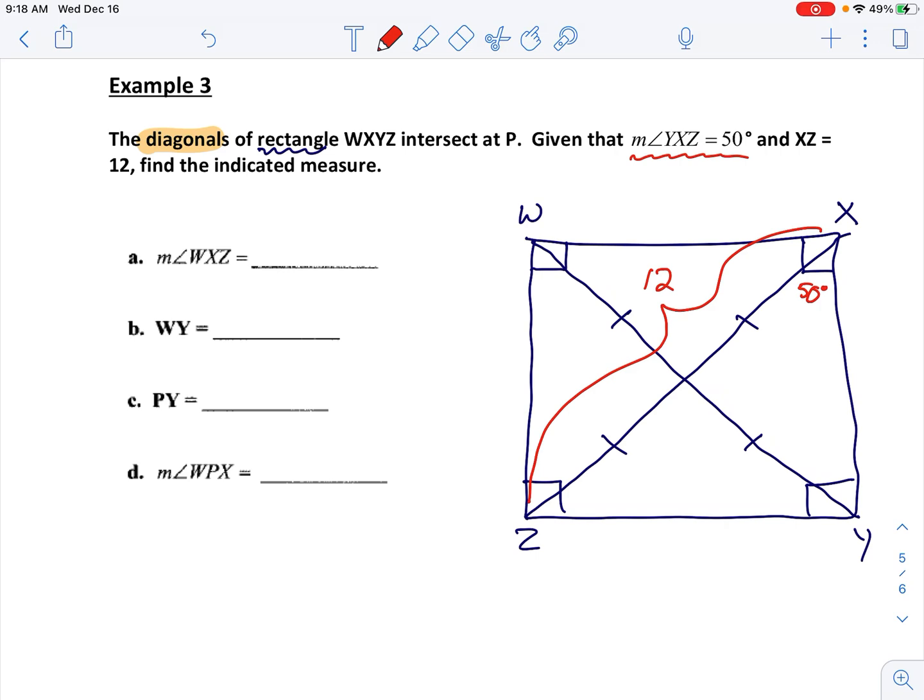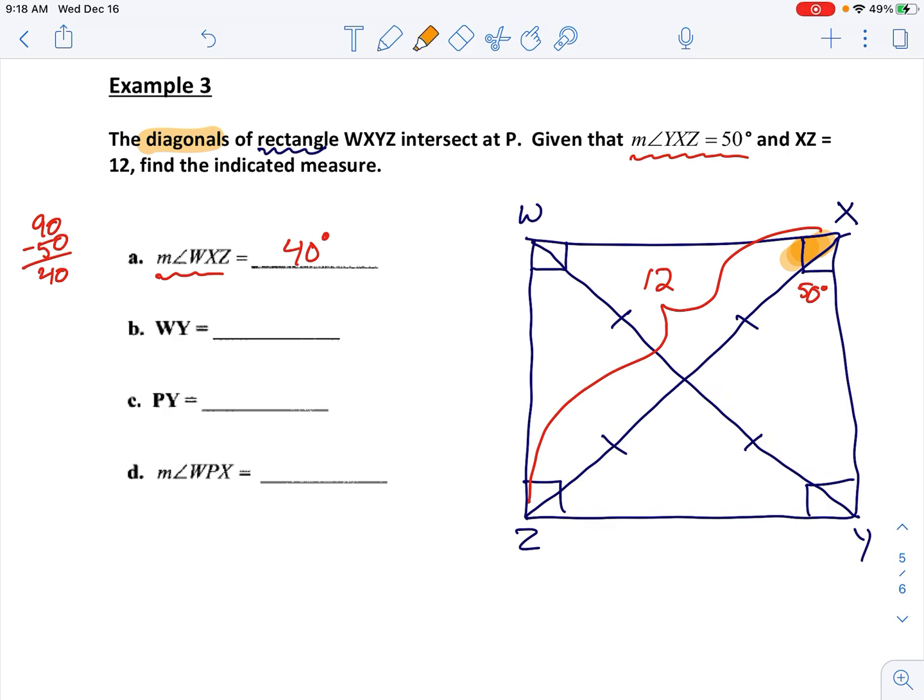And now let's take a look at what they want us to find. First one is angle WXZ. So WXZ would be this angle here. I'm going to get rid of that now so we don't confuse ourselves. If we're trying to find this angle, well, I know the whole angle is 90 and the other part's 50, so I'm going to do a little quick math. 90 minus 50 to get 40, so this one would be 40 degrees.